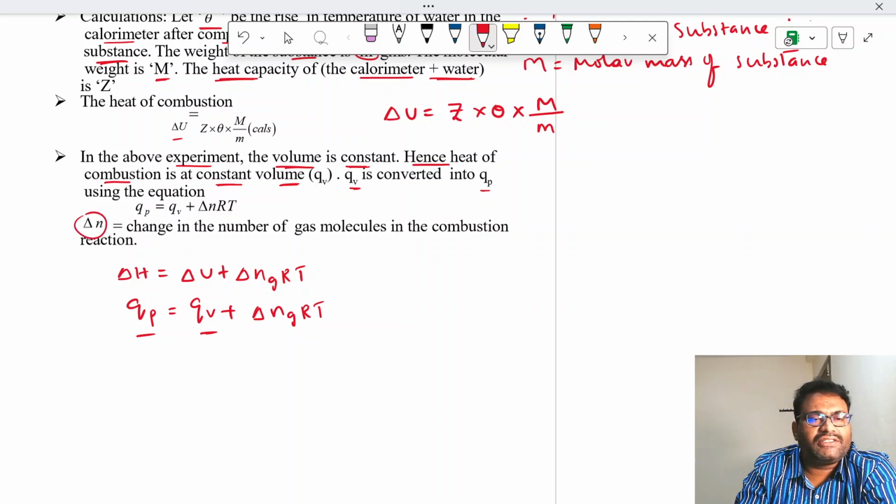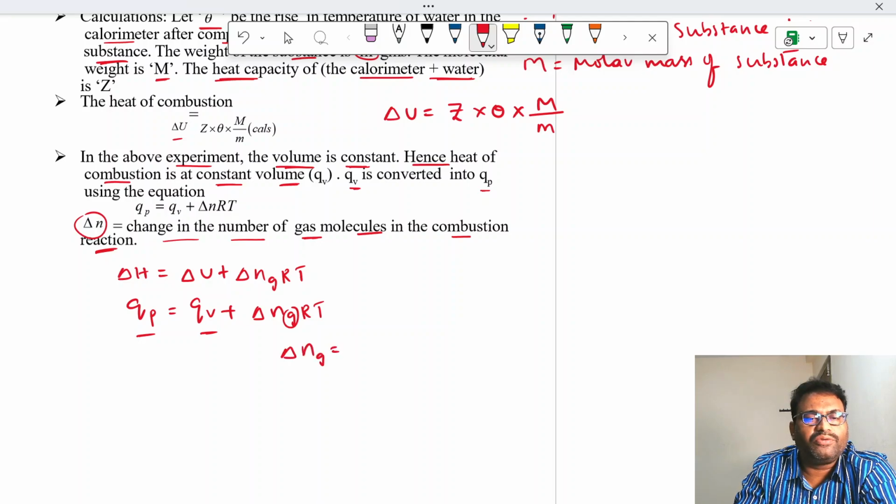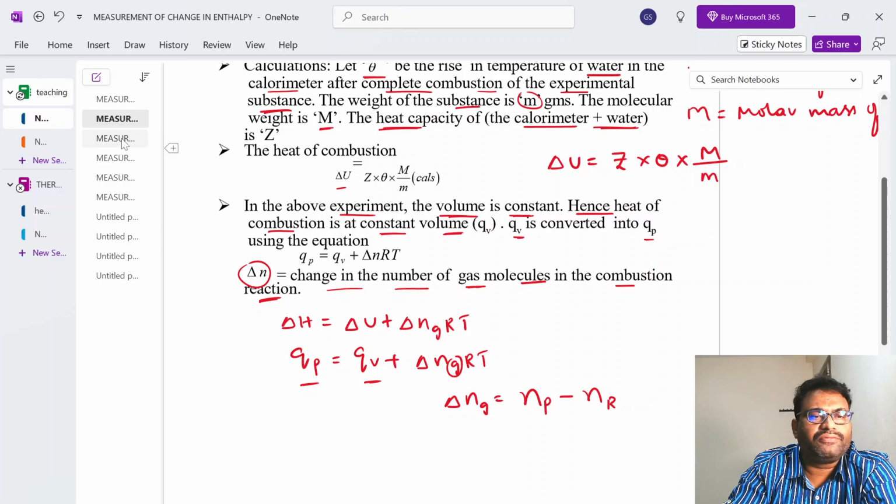Where delta n is the change in number of gas molecules. That is the reason why we have written g here: gas molecules in the combustion reaction. Simply you can say that the change in the number of gas molecules, delta ng, is equal to the number of moles of gaseous products minus the number of moles of gaseous reactants. Okay. So this is the formula involved in calculating delta U and delta H.